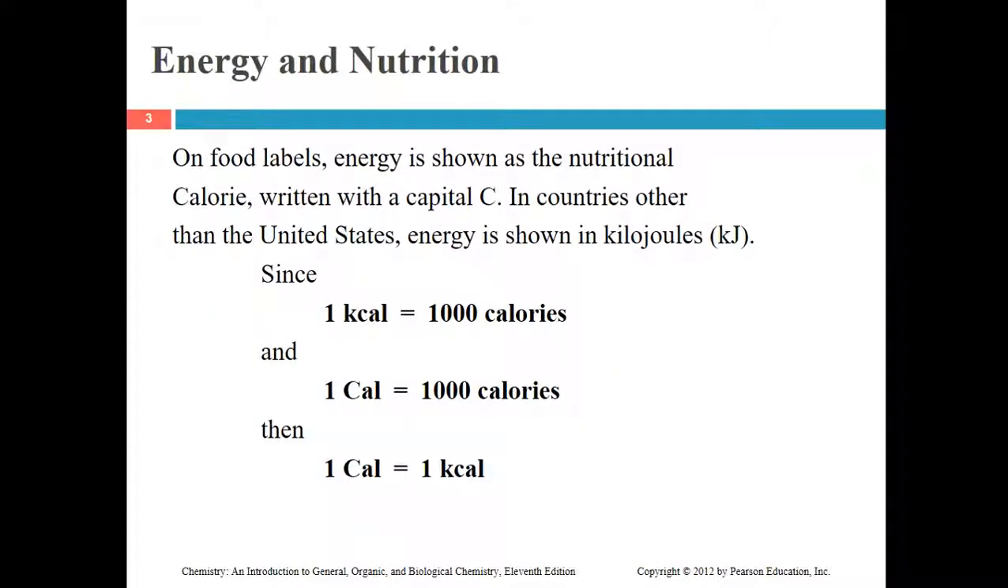All right. So, let's make sure and reiterate what we've already mentioned in an earlier section about calories with a capital C, calories with a little c, kilocalories, joules, and kilojoules. So here we go. Since 1 kilocalorie is 1,000 calories with a little c, and 1 calorie with a big C is 1,000 calories with the little c, then we know that 1 calorie with a big C equals 1 kilocalorie.